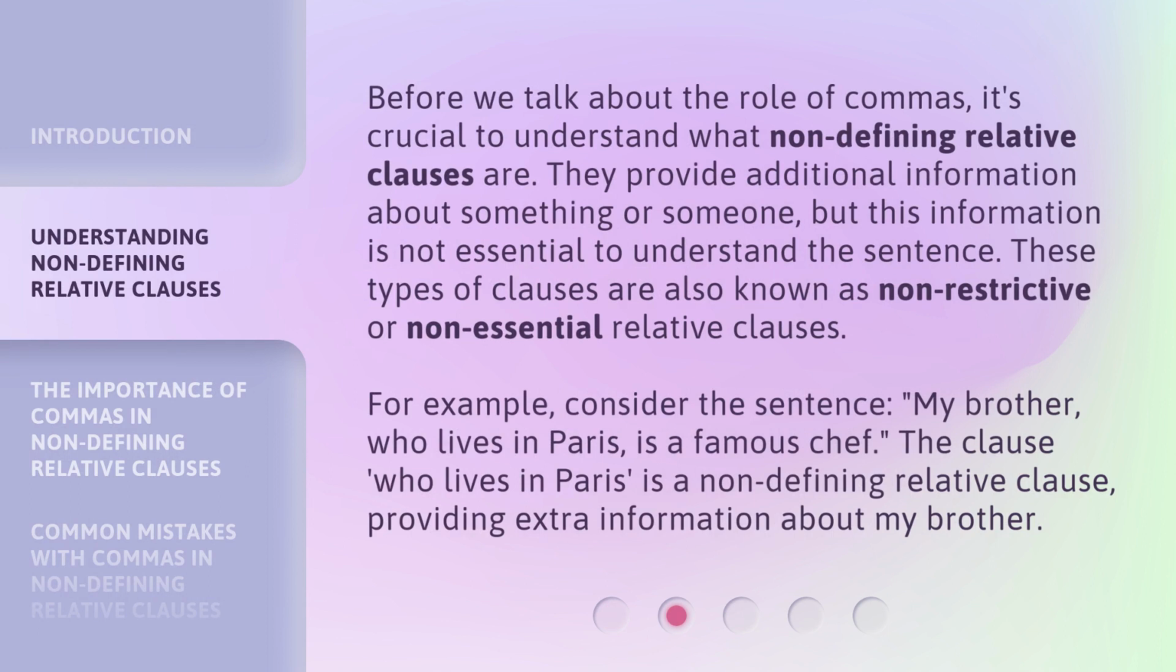Before we talk about the role of commas, it's crucial to understand what non-defining relative clauses are. They provide additional information about something or someone, but this information is not essential to understand the sentence. These types of clauses are also known as non-restrictive or non-essential relative clauses. For example, consider the sentence, "My brother, who lives in Paris, is a famous chef." The clause, "who lives in Paris" is a non-defining relative clause, providing extra information about my brother.